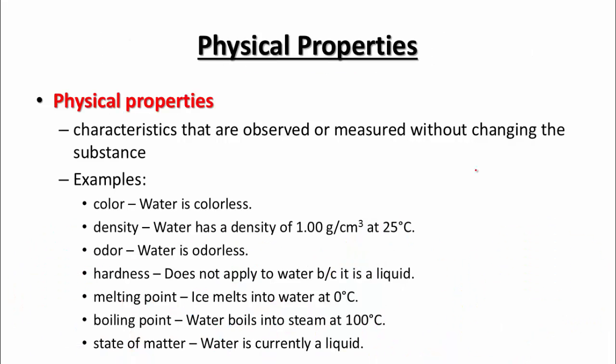Let's go. So physical properties. Physical properties are characteristics that are observed or measured without changing what the substance is. So here's some examples of things you can measure or observe without changing the substance. You can tell what color something is. So for example, water is colorless. The density of water can be measured to be 1.0 grams per cm cubed at room temperature. Water has no odor, it's odorless.